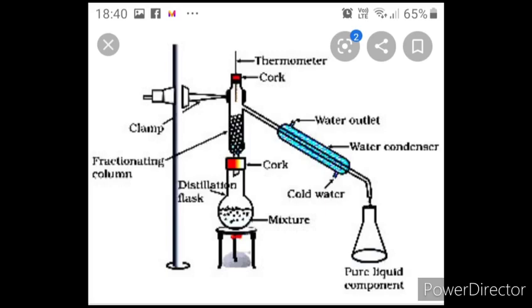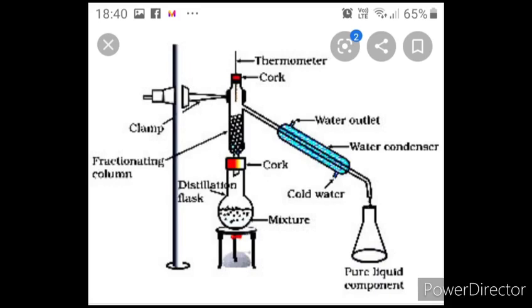Students, please see the setup I am showing you, and when you see this setup carefully, you are going to understand what I am explaining. The higher boiling liquid may also come back to the flask, and the lower boiling liquid gets into the condenser first and collects in the receiving flask.